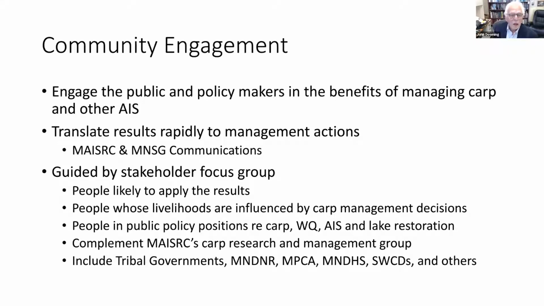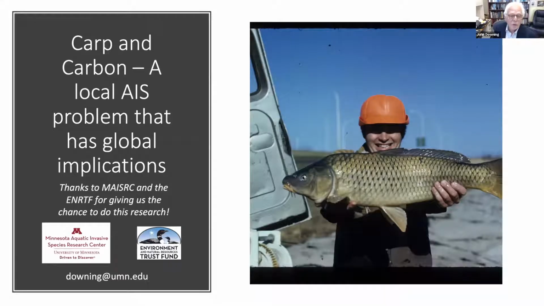So here's a picture of one of my friends holding his trophy carp. We call this carp and carbon, and I think this is a local AIS problem that has global implications.